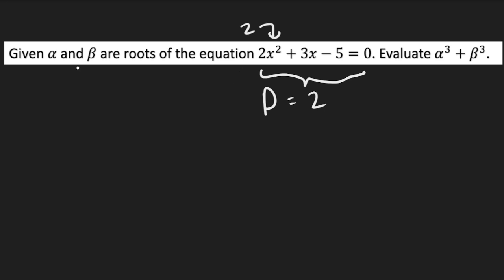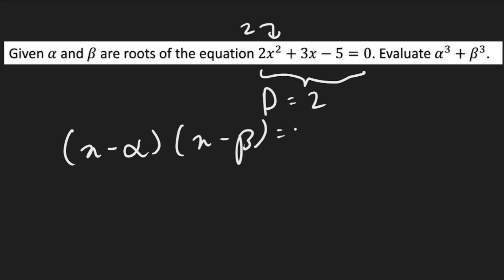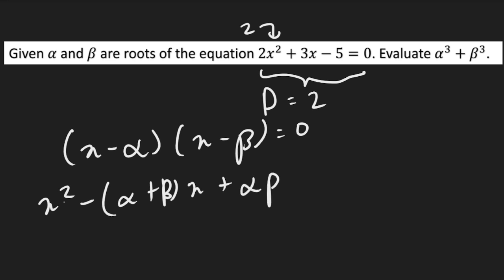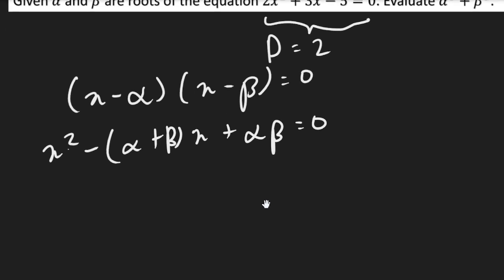Since we know that alpha and beta are the roots of the equation, we can use Vieta's relation for this equation. If we consider the equation in its root form, x minus alpha times x minus beta equals 0, when we expand them, we get x squared minus (alpha plus beta)x plus alpha beta equals 0. So this is where Vieta's relation comes in.